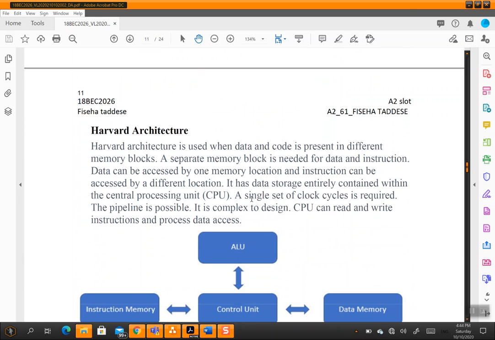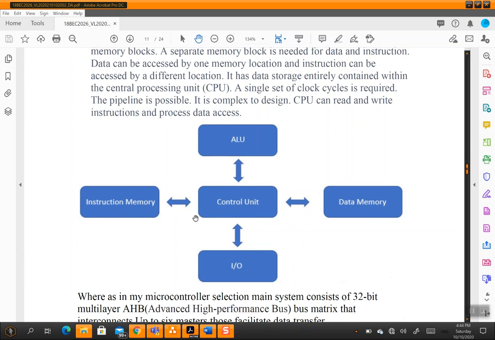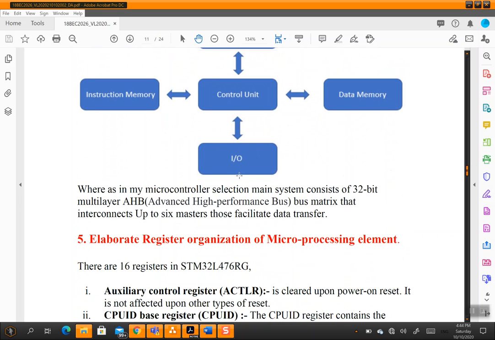And Harvard architecture is used when the data and the code are present in different memory blocks. As you can see, the instruction memory, control unit, and data memory are placed in different places. So for this kind of architecture we use the Harvard architecture. Whereas in my microcontroller, the main system consists of a 32-bit multi-layer advanced high-performance bus matrix that interconnects up to 6 masters. I already showed you the 6 masters and its 8 slaves.